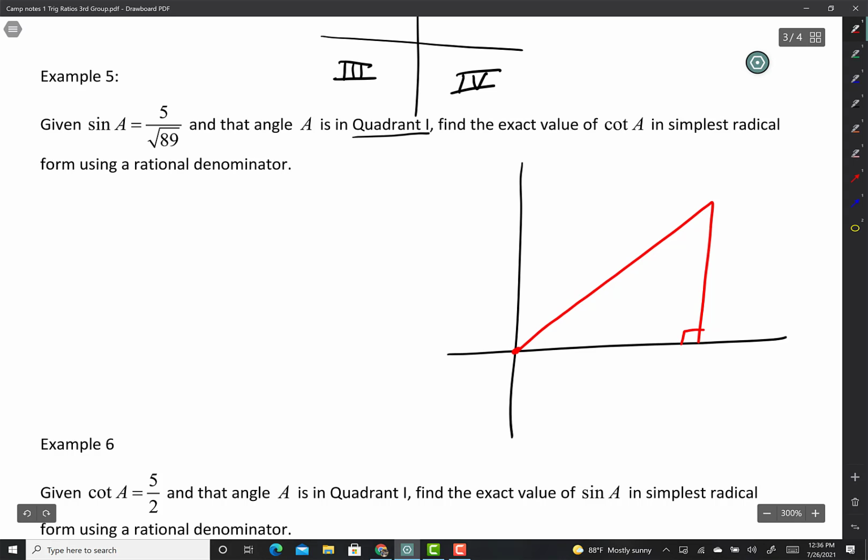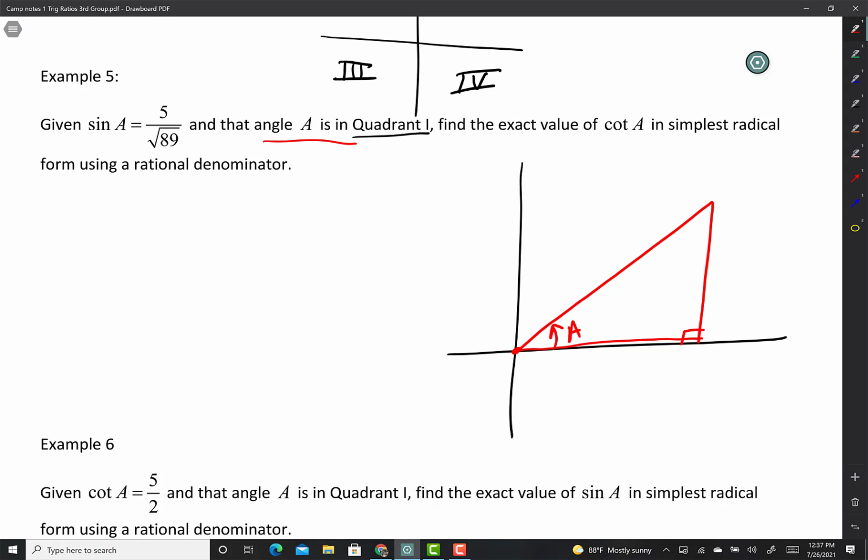And you don't have to do the sound effects. There it is. There's my right triangle. That's what they mean. Well, not quite. Angle A in quadrant 1 means this is the angle that they're talking about. Angle A. So that's what they mean.